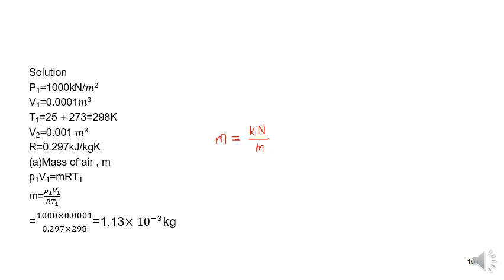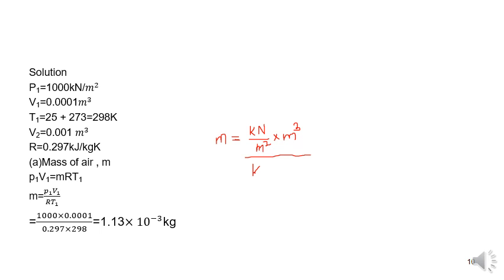Kilonewton per meter square into volume. So what is the unit of the volume? Volume unit is meter cube, meter cube, divided by R unit. So what is the R? Kilojoule per kg Kelvin.